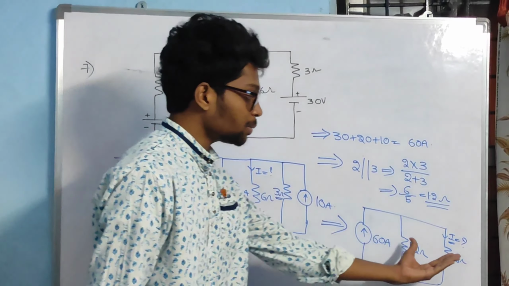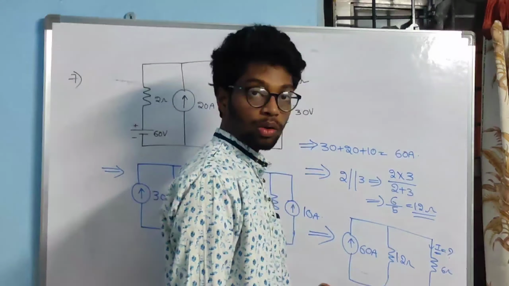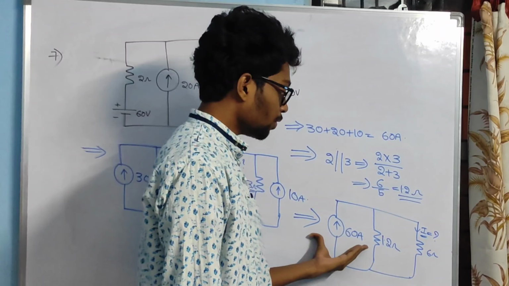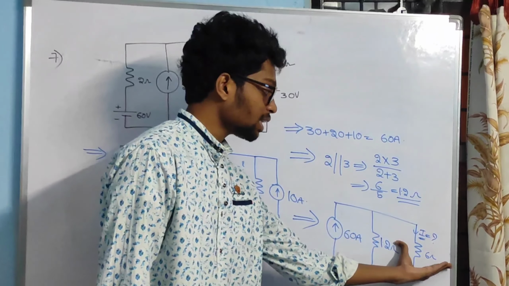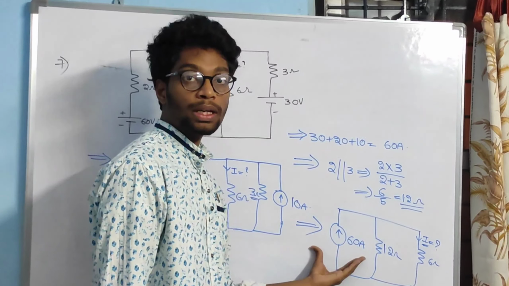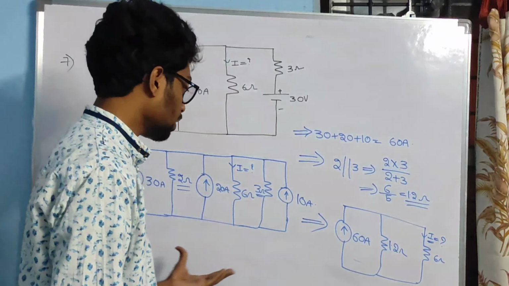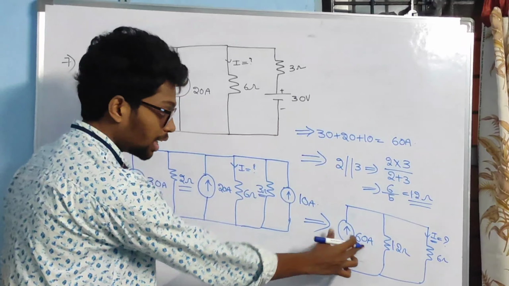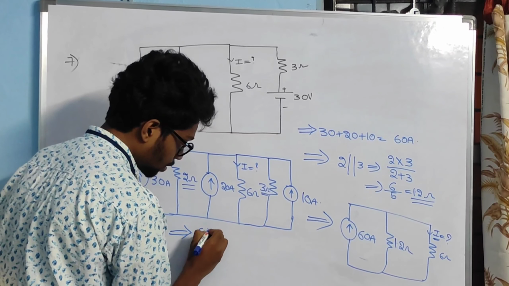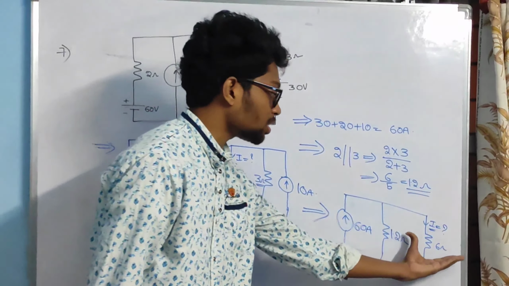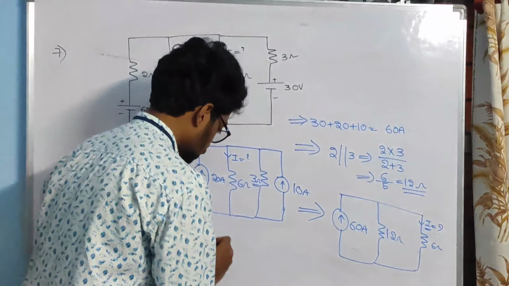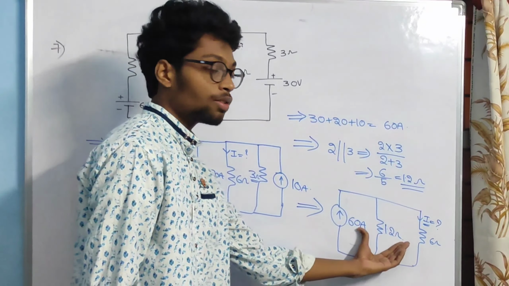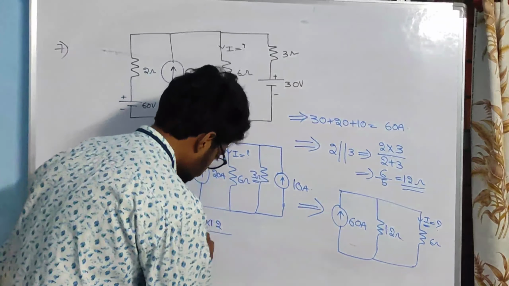Friends, for finding this branch current, I am using the current division rule. Here we have a total current of 60 amperes. I told you before, whenever we have to find the branch currents, if we know the total current, go by the current division rule, which is convenient for us. Total current 60 amperes into the opposite branch resistance 1.2, divided by the sum of the two resistances, 1.2 plus 6.